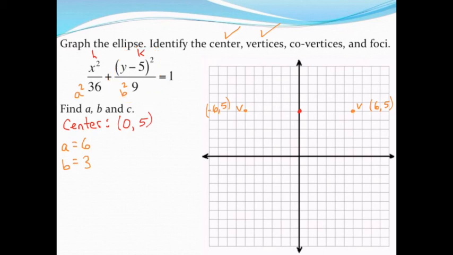So I think of it as the short radius. The way we'd graph a circle, we'd have 2 radii. It's just they're different lengths in an ellipse. So from the center, count up 3, 1, 2, 3. That's going to be called the co-vertex, or the co-vertices. That would be at the point (0, 8), if I want to label that right away. Similarly, count down 3 from the center. So 1, 2, 3. That's going to be at the point (0, 2).